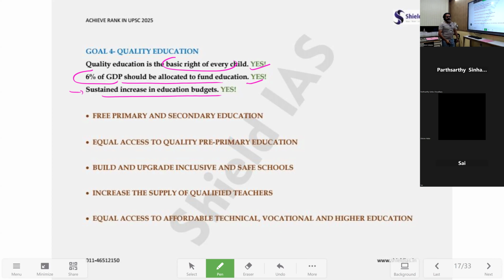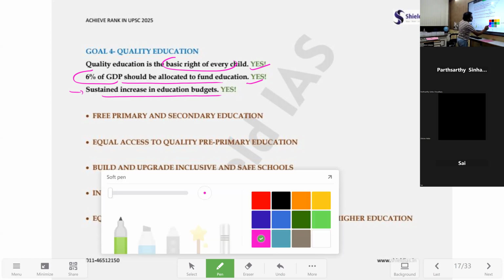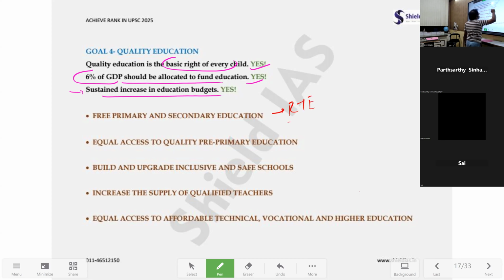And what we have done in the education classes, we have done all of these. So what we have done? Free primary and secondary education. So here what becomes important? That's why it came into picture, right to education. And hence what we require? Public education system that is funded by the government. So primary and secondary education.